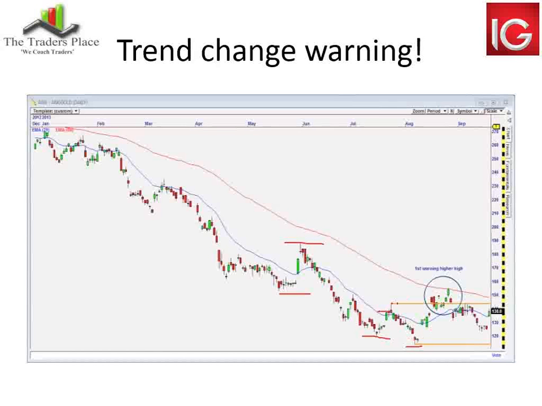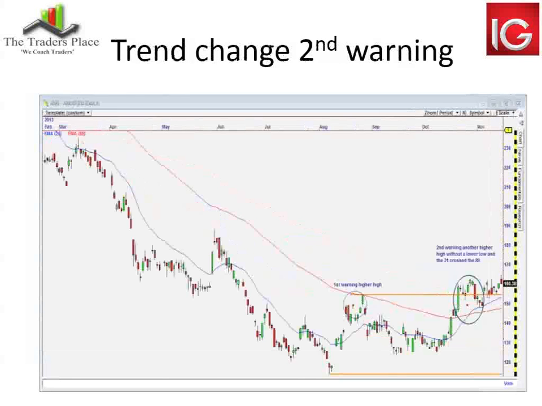And then it pops up above resistance, makes a higher high. That is the first warning that we could be in for a trend change. All right, so first warning, I get a higher high in a downtrend, higher high. And the second warning, or the confirmation, is I get a second higher high. We can see it's broken resistance, second higher high. And I haven't had a lower low. So that low is higher than the previous low.